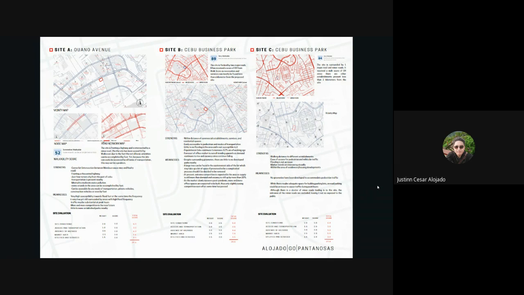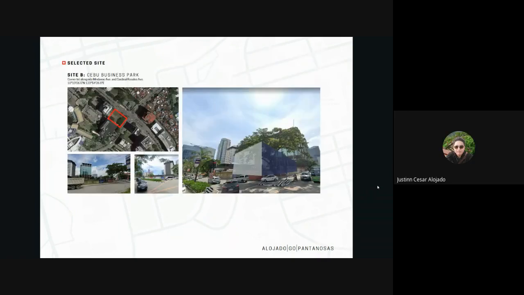Next is another lot in the Cebu Business Park area. For the strengths, it is within walking distance to different establishments. It has ease of access for pedestrian and vehicular traffic. Flooding is not an issue at all. Market trends are increasing steadily according to JLL and Colliers within the area of residence and housing developments. For its weakness, no greeneries have been developed to accommodate pedestrian traffic. While there may be adequate space for building parking lots, on-road parking could be an issue and cause traffic during peak hours. Just in time. So the selected site is Site B.